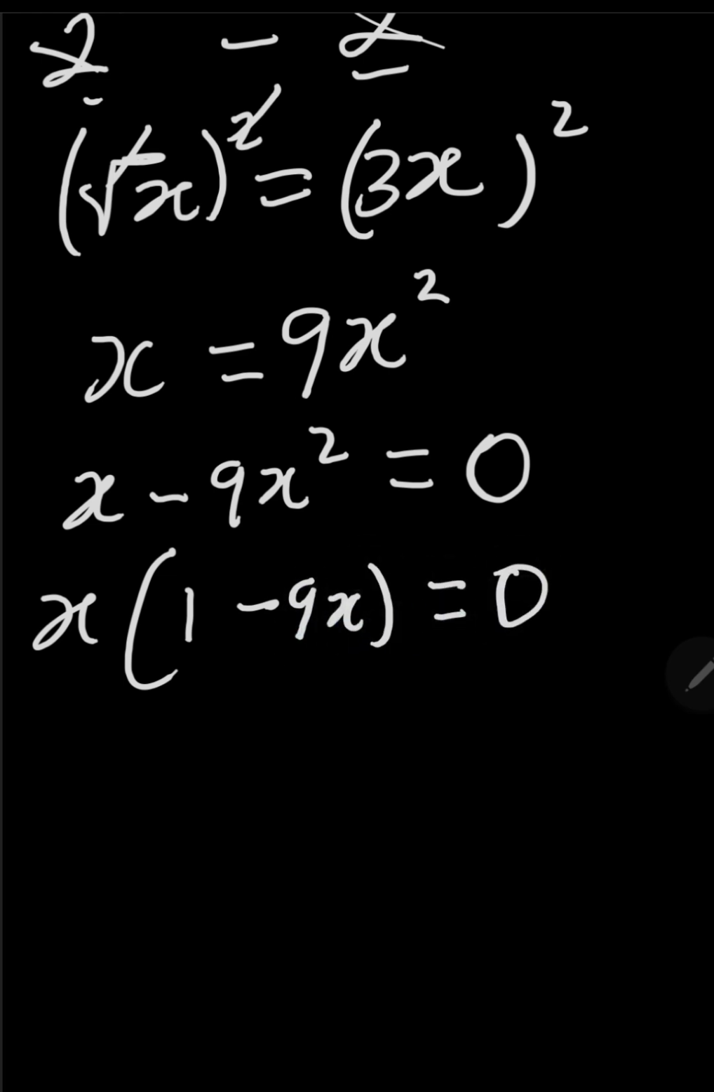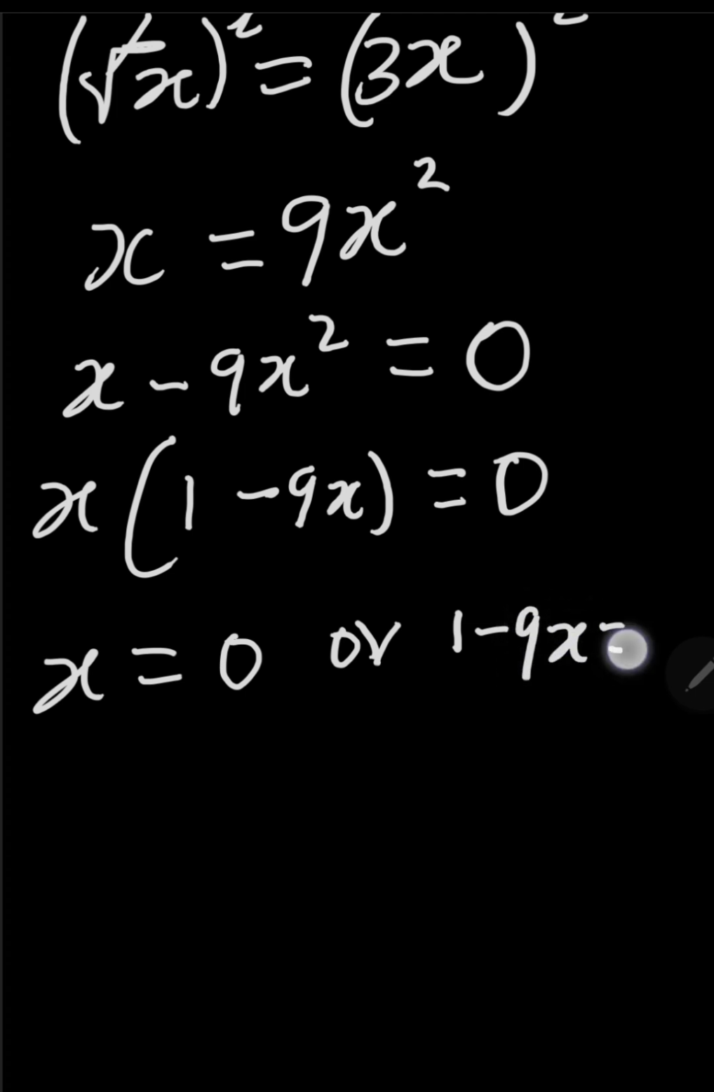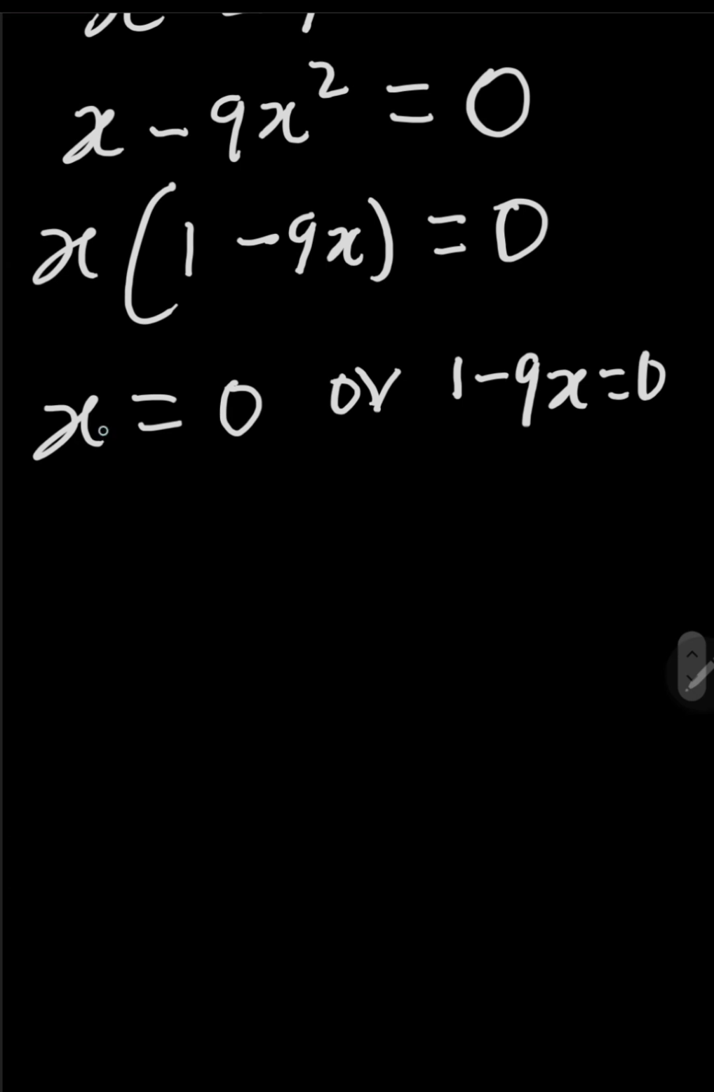Now from here, we recall that when two terms multiply each other and the result is 0, either one of them is 0, but we don't know which one. So we equate x to 0, or the bracket 1 minus 9x to 0. So here x is equal to 0. This is the first value of x. Now to get the second solution, we take this negative 9x to the right hand side of the equation. So this is going to be what? 1 will be equal to 9x, because when negative 9x crosses an equality sign, it becomes positive 9x.